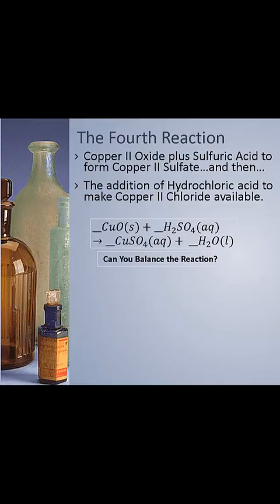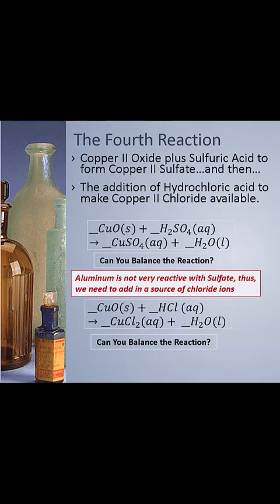Okay, so the fourth reaction, we are going to dissolve our copper 2 oxide using sulfuric acid to form the copper 2 sulfate. So that reaction is shown here. So you'll need to balance that reaction, and you will need to describe what happens when we actually set that reaction up. And then aluminum doesn't react, which is our next step in part 5.